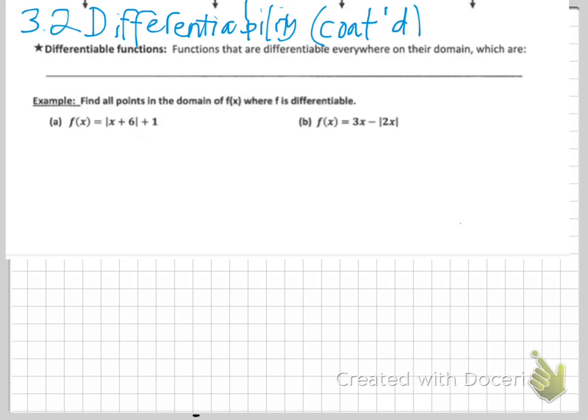Okay, so we've already talked about differentiable functions, and so we know that differentiable means has a derivative. And we talked about 4 ways in which a function is not differentiable, at a point or on an interval. So this example says find all points in the domain of f of x where f is differentiable. So again, if you want to know where it is differentiable, it's often useful to know where it's not differentiable.